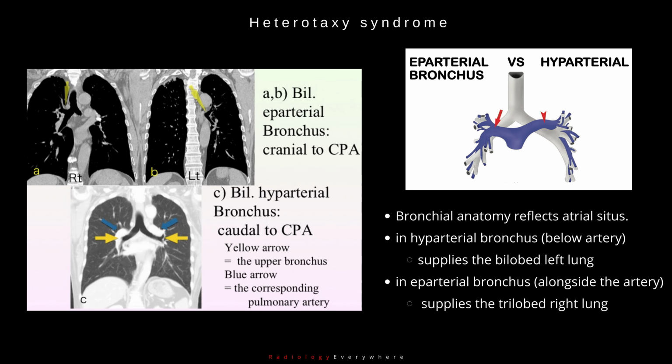Bronchial anatomy accurately reflects atrial situs. In hyparterial bronchus, the bronchus is below the artery, which supplies the bilobed left lung. In eparterial bronchus, the bronchus is alongside the artery, which supplies the trilobed right lung.